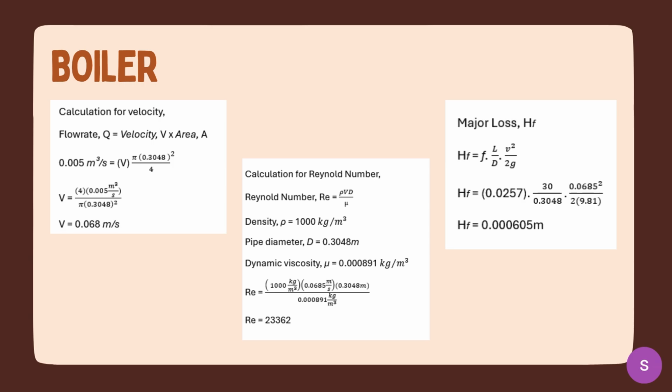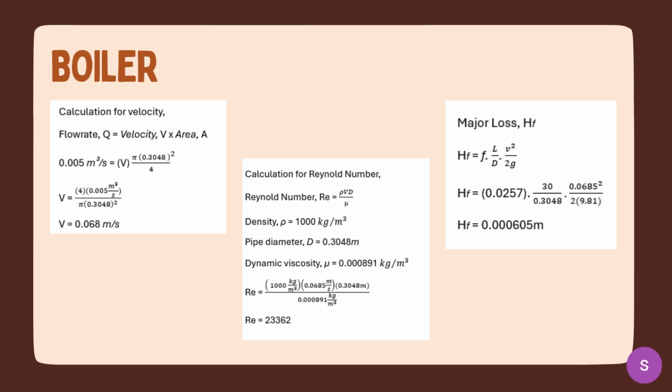Next, we need to calculate the Reynolds number. So formula for Reynolds number is equal to rho ud over mu. The density of water is 1000, diameter is 0.3048 meter, and the dynamic viscosity mu is equal to 0.000891 kilogram per meter cube. So we just substitute all of the value in the formula Reynolds number, and we got the Reynolds number for boiler process is 23362.